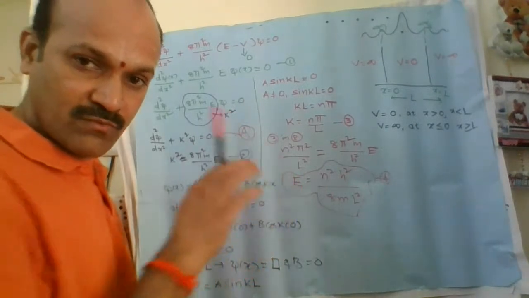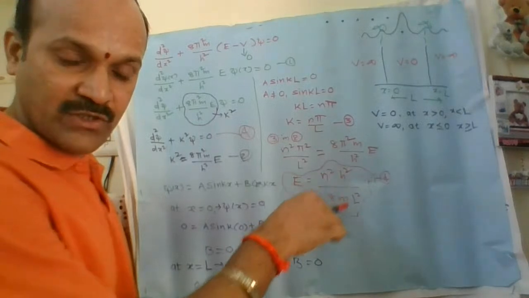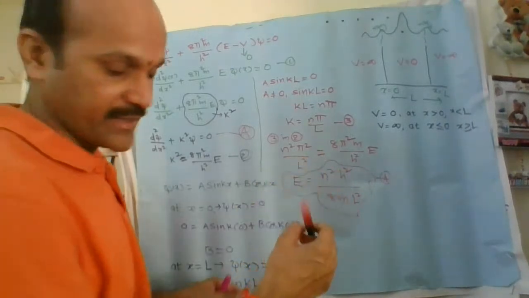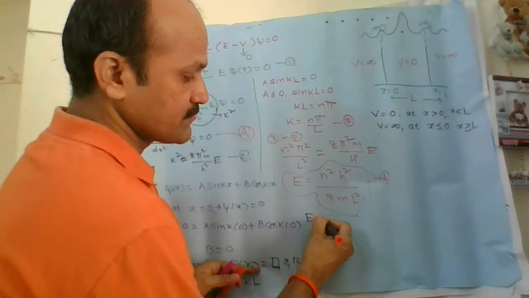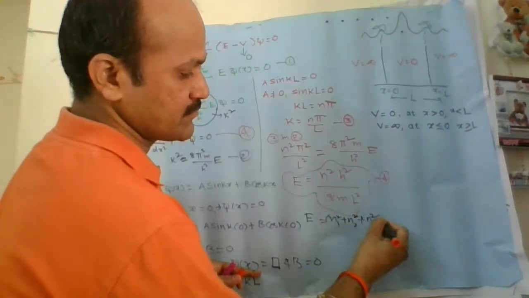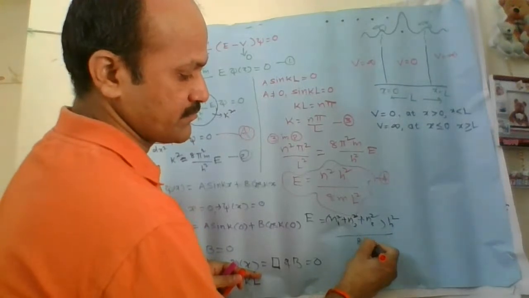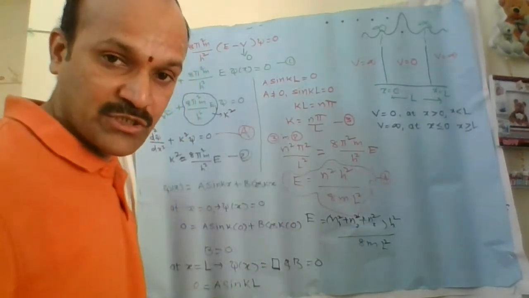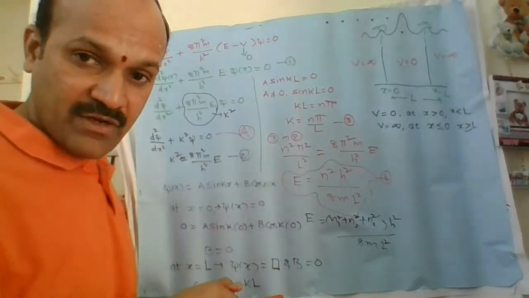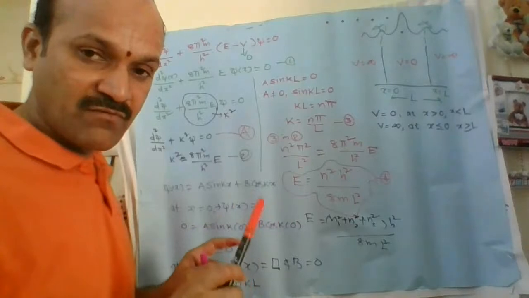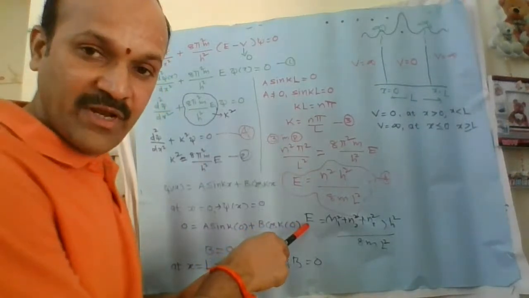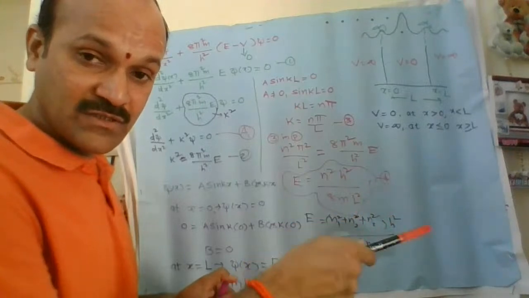E110 is one energy state: (1² + 1²) h² / 8mL², that is n1² + n2² + n3². This is in case of a three-dimensional potential box, with three quantum numbers n1, n2, n3. You take 1 1 0, 1 0 1, 0 1 1, three combinations. In these three combinations you will get the same energy. E110 is equal to E101, which is equal to E011.